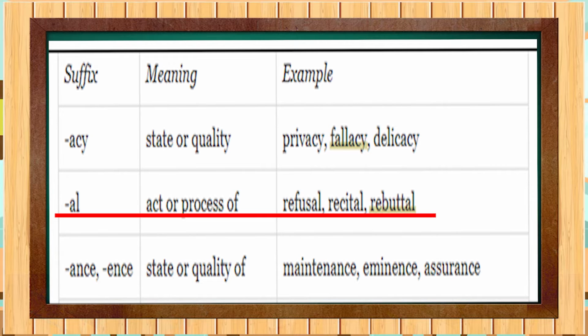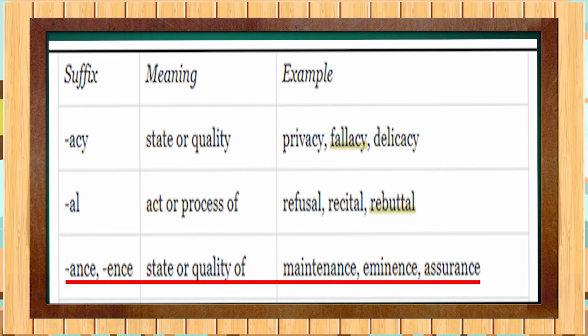So, boys and girls, other suffixes that we can use to form nouns may include ance or ence. These suffixes mean state or quality of. So, if we have the verb maintain and we add the suffix ance, we can have the new noun maintenance. Maintenance is spelled m-a-i-n-t-e-n-a-n-c-e. Remember, boys and girls, when we're adding these suffixes, we must be keen on our spelling rules.